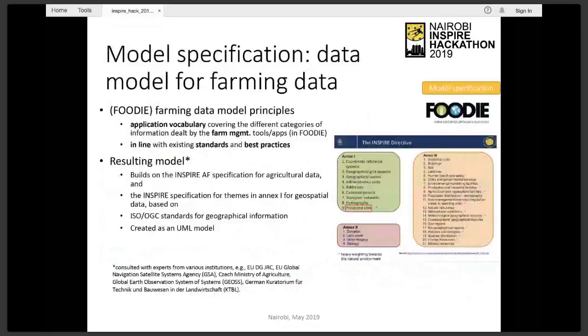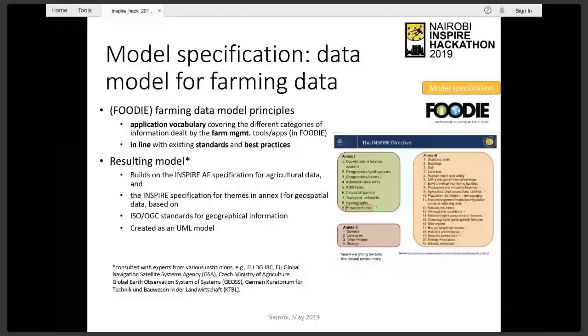We talk about this Foodie model that I was talking about before. The Foodie model, for example, was created in order to represent farm data. It was actually created as an extension of, or in compliance with, the Inspire models, which is one of the important standards, at least at European level. And also in compliance with ISO and OGC standards for geographical information.